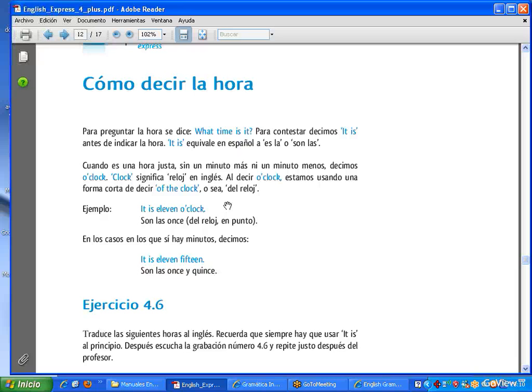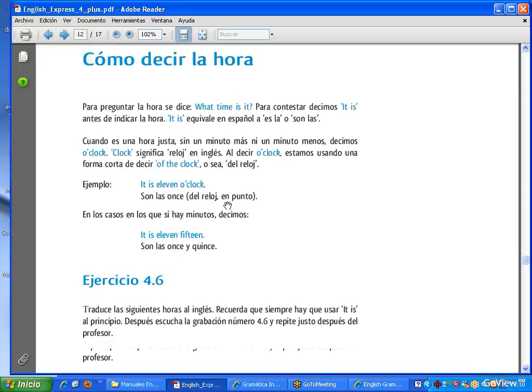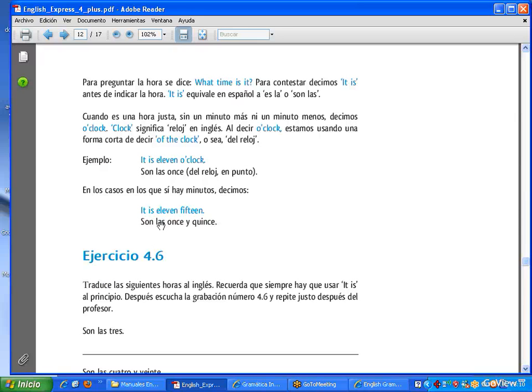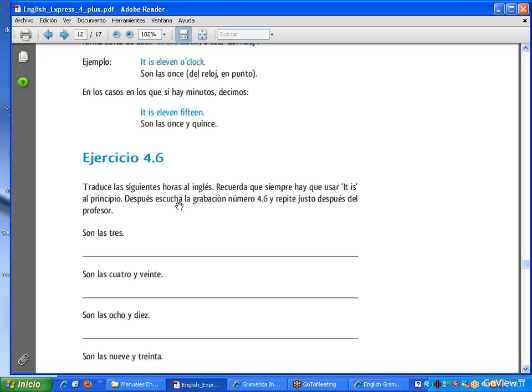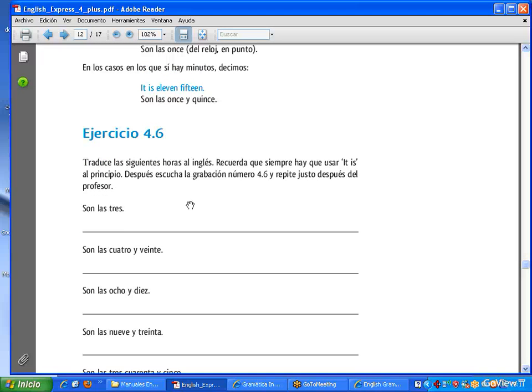So in exercise 4.6, translate the following times to English. Remember to always use "it is", for singular and plural. Okay? So here, what would we say? We would say, it is 3 o'clock. It's 3 o'clock. Okay, because we can make a contraction with "it is".